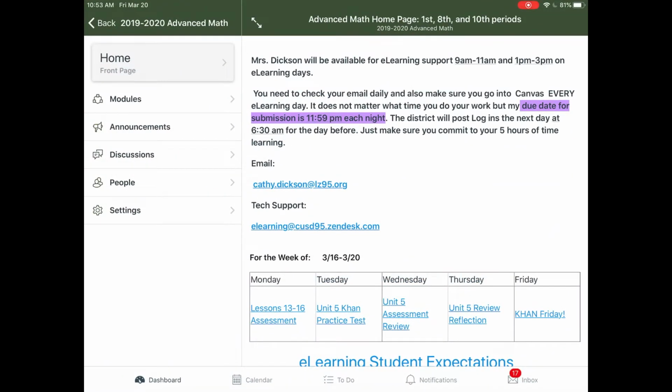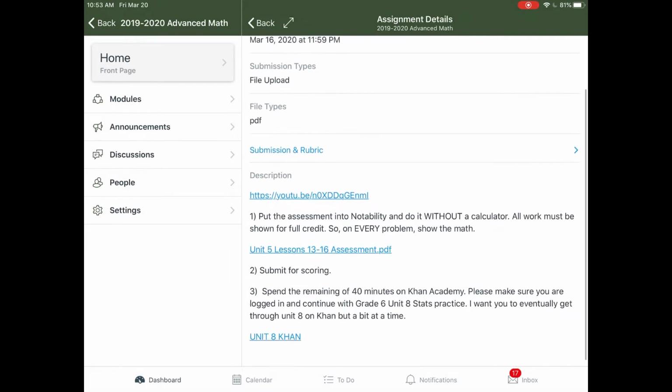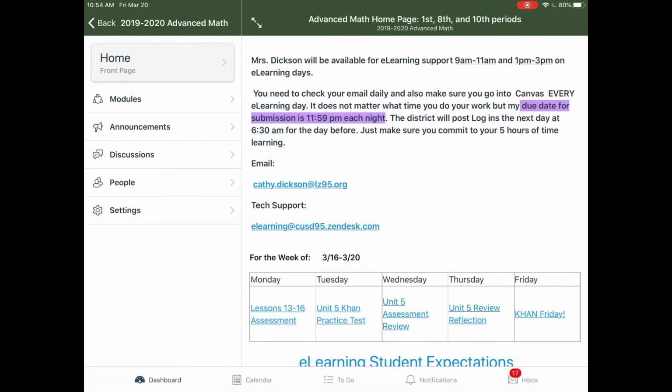Okay, so back to the home page that shows Monday through Friday what we're going to expect. We were wrapping up the 6th grade advanced math Unit 5 of Open Up Resources 6-8 Math on rational numbers. I wasn't sure how I was going to handle that, and we had made a quiz on lessons 13 through 16. So first I put a YouTube video in there welcoming them to e-learning, and then I asked them, on their honor, to do it without a calculator, show work on every problem, and submit for scoring. And then the remaining 40 minutes that they would normally do in a class period with me would be spent on Khan Academy, doing some 6th grade statistics and probability skills. So that was an example of day 1.